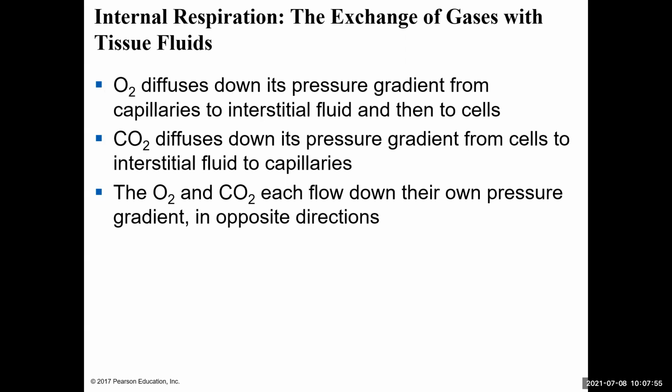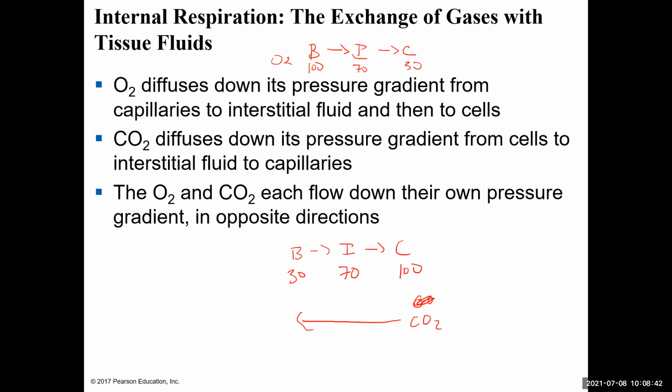The oxygen will diffuse down its partial pressure gradient from the capillaries to the interstitial fluid, then into the cells. So basically you have this situation where the blood, the interstitial fluid, and the cells for oxygen, I'm going to use arbitrary numbers here, but let's say the partial pressure gradient is like 100 to 70 to 30 for oxygen. So it's going to move from blood to interstitial fluid to cells. Now, the opposite is the case for carbon dioxide, where the cells would be higher, then interstitial fluid, and then the blood. So carbon dioxide is going to move in this direction.